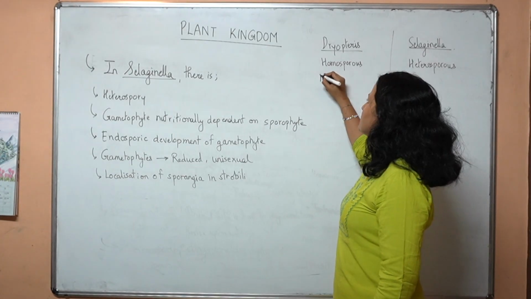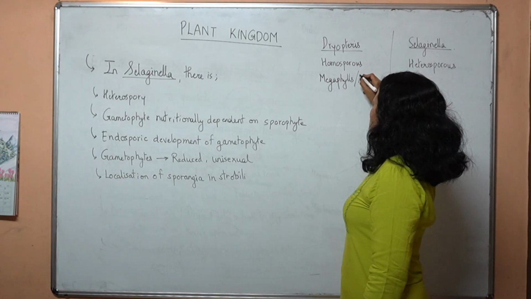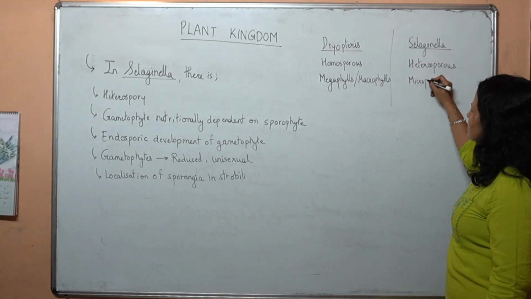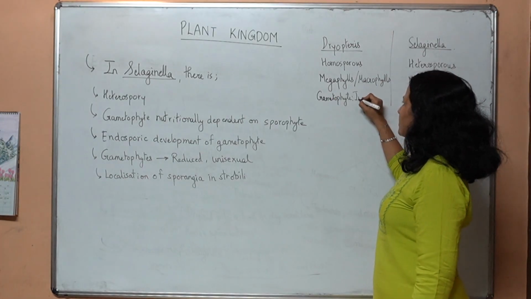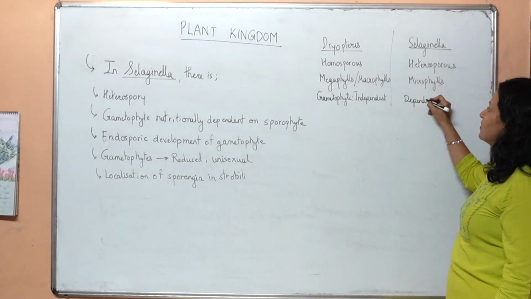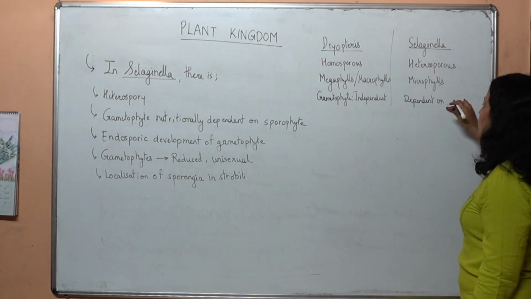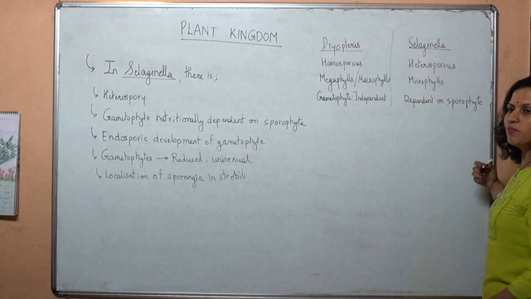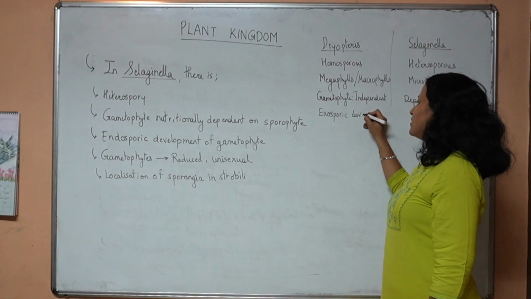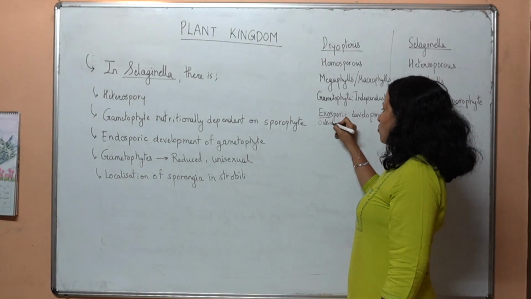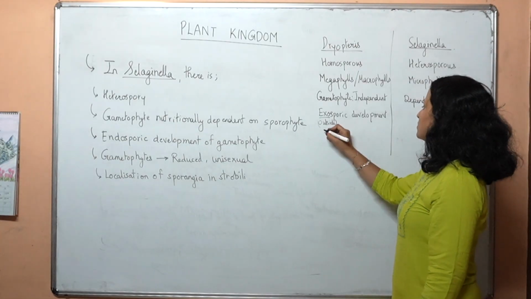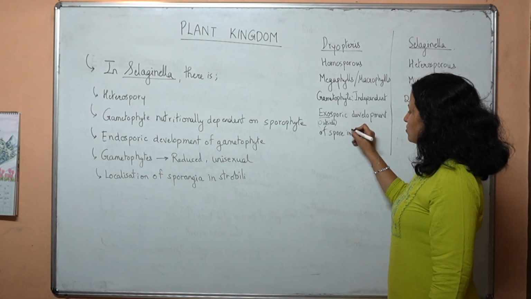heterosporous. Dryopteris has megaphylls or macrophylls as they are called. Selaginella has microphylls. Gametophyte is independent. What about this? Selaginella, gametophyte is dependent. Dependent on who? Dependent on sporophyte. Moving towards the higher plants. There is exosporic development. Exo means what? Outside. Outside spore development into prothallus. Development of spore into prothallus.